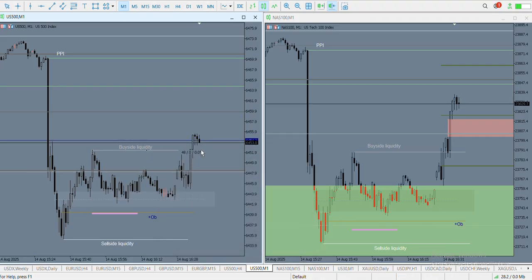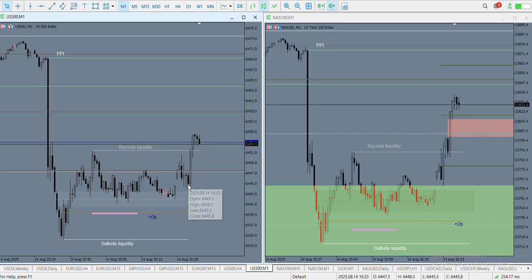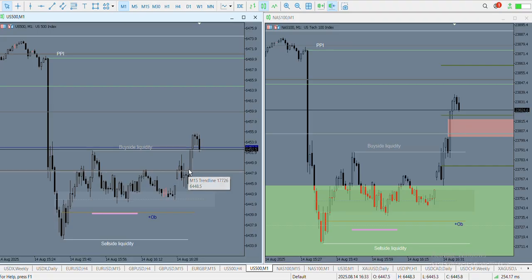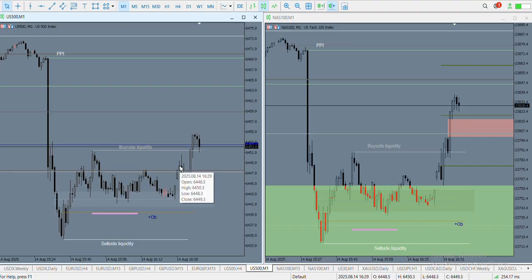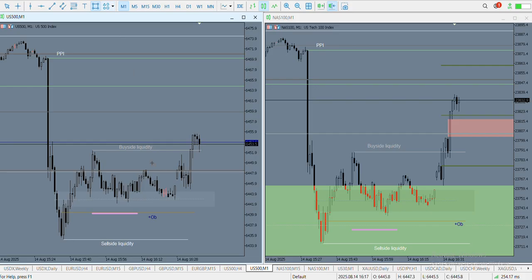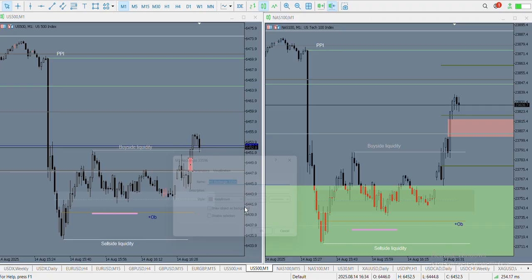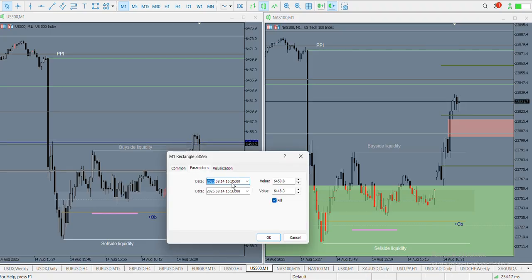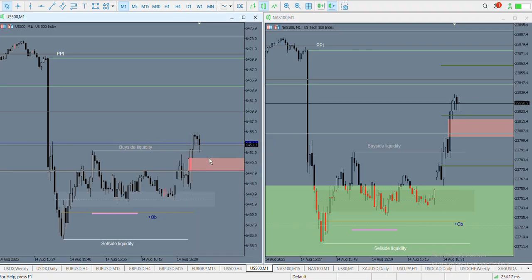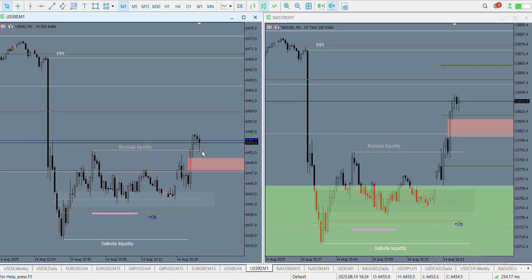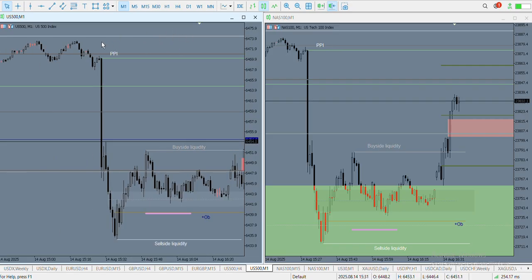So we ran into this buy side, very interesting. We have the first presented fair value gap here for US 500, right here. This here and this. So this is the first presented for US 500. There we go. So I've already talked about this buy side liquidity pool here that they left, these relative equal highs.